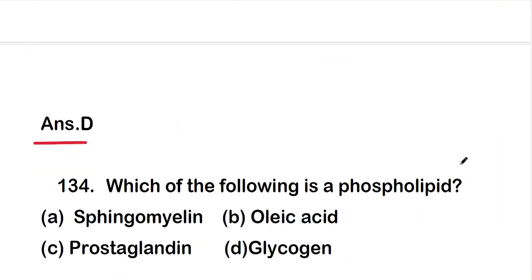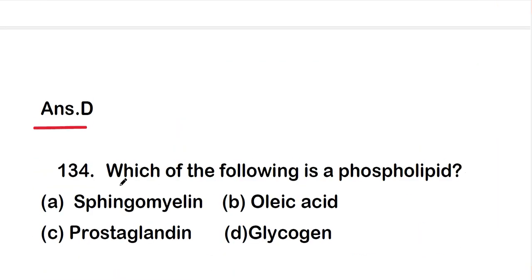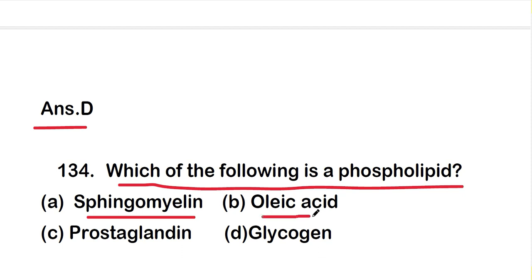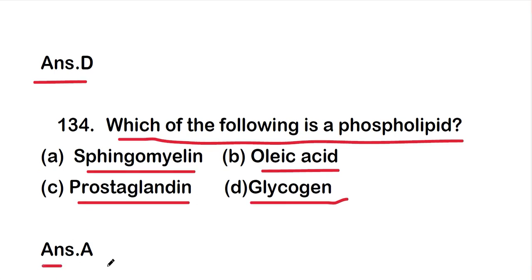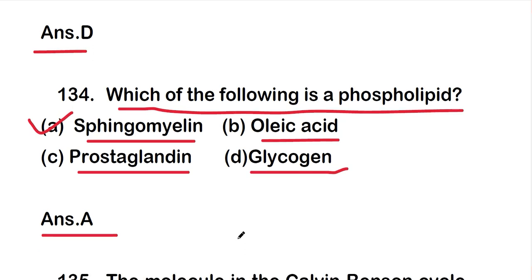Okay, so next question. Next question is 134. Which of the following is a phospholipid? And the options are: sphingomyelin, oleic acid, option C, prostaglandin, option D, glycogen. And the right answer is option A, that is sphingomyelin. So sphingomyelin is a phospholipid.